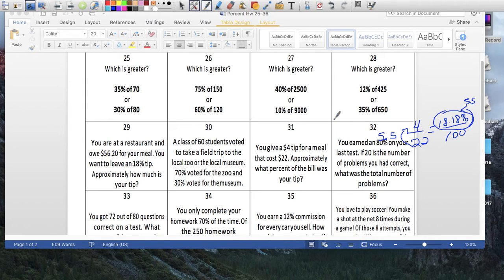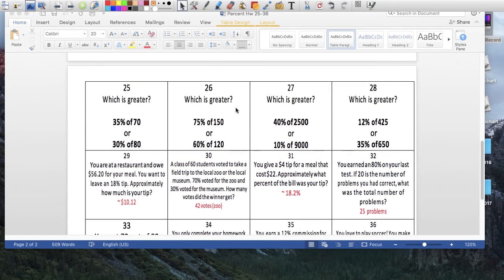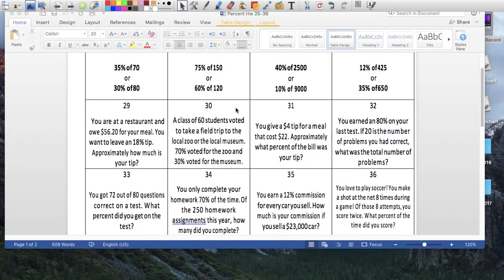Again, I am curious just to see what I got on number 31. 18.2 rounded. Okay, I'm okay with that.